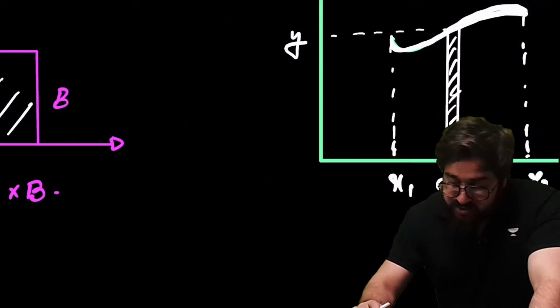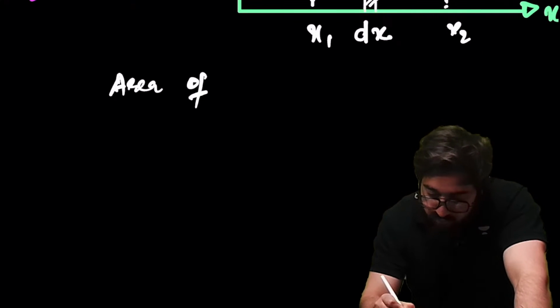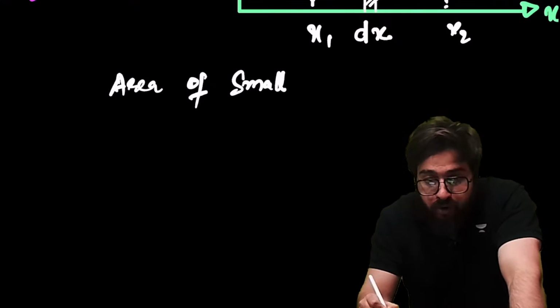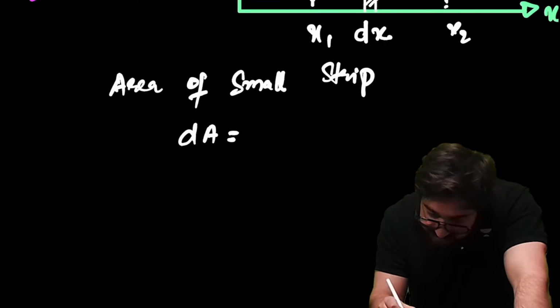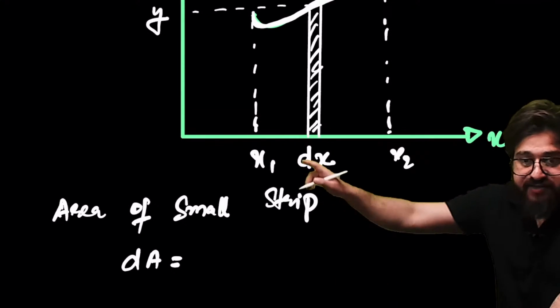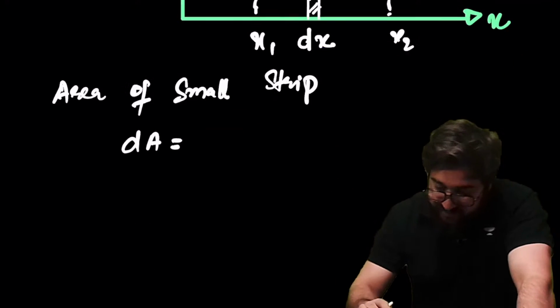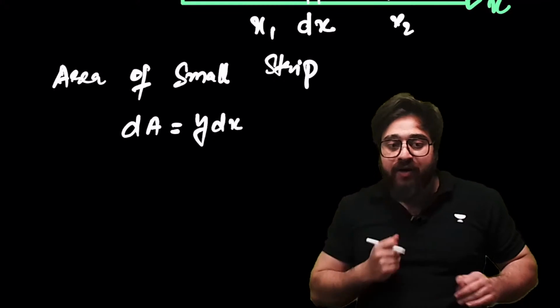Area of the small strip I can write over here. Area of small strip, that will also be small, that is dA. And that is length into breadth. Length is y, and breadth is dx. So this is the small area, y dx.